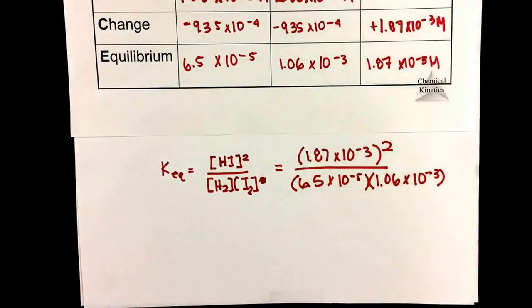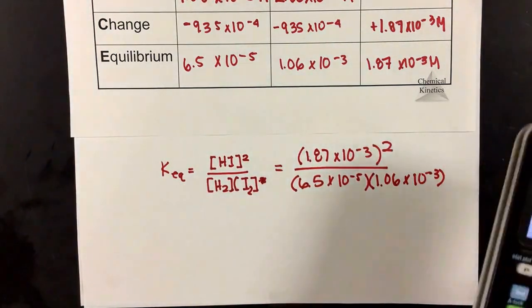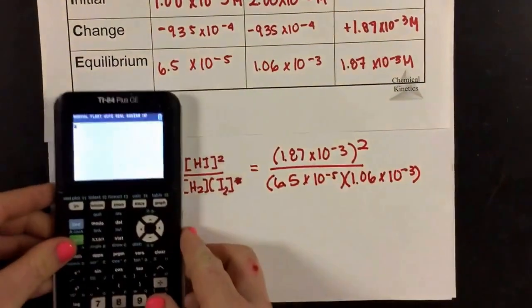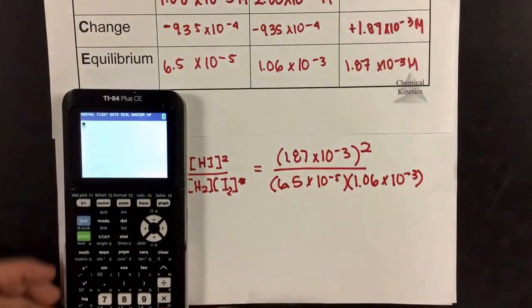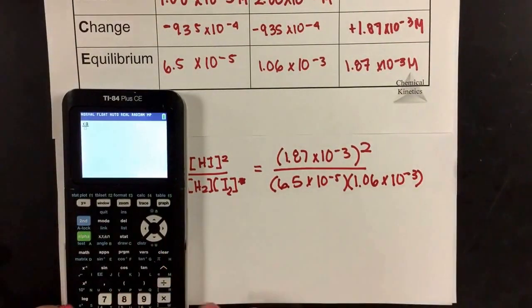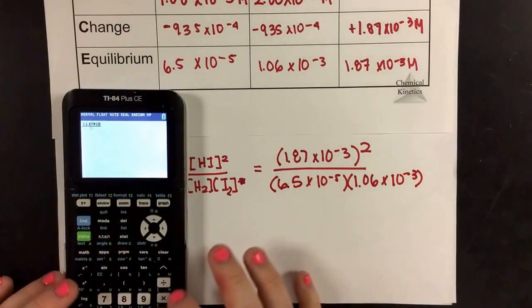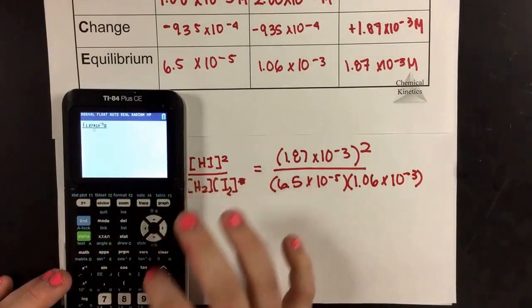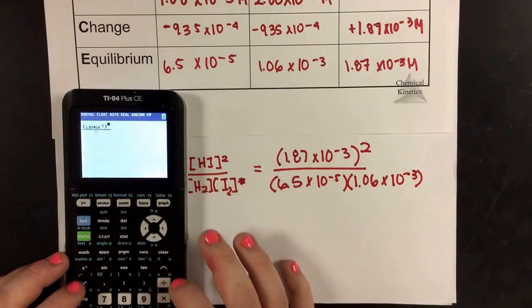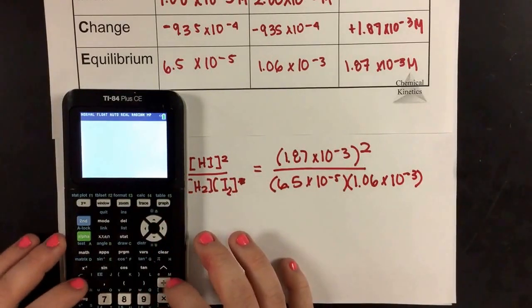And that's it. From there, all you need to do is just plug it into your calculator, which would look like this. So it would be 1.87 times 10 to the negative third, and then you're going to square that.